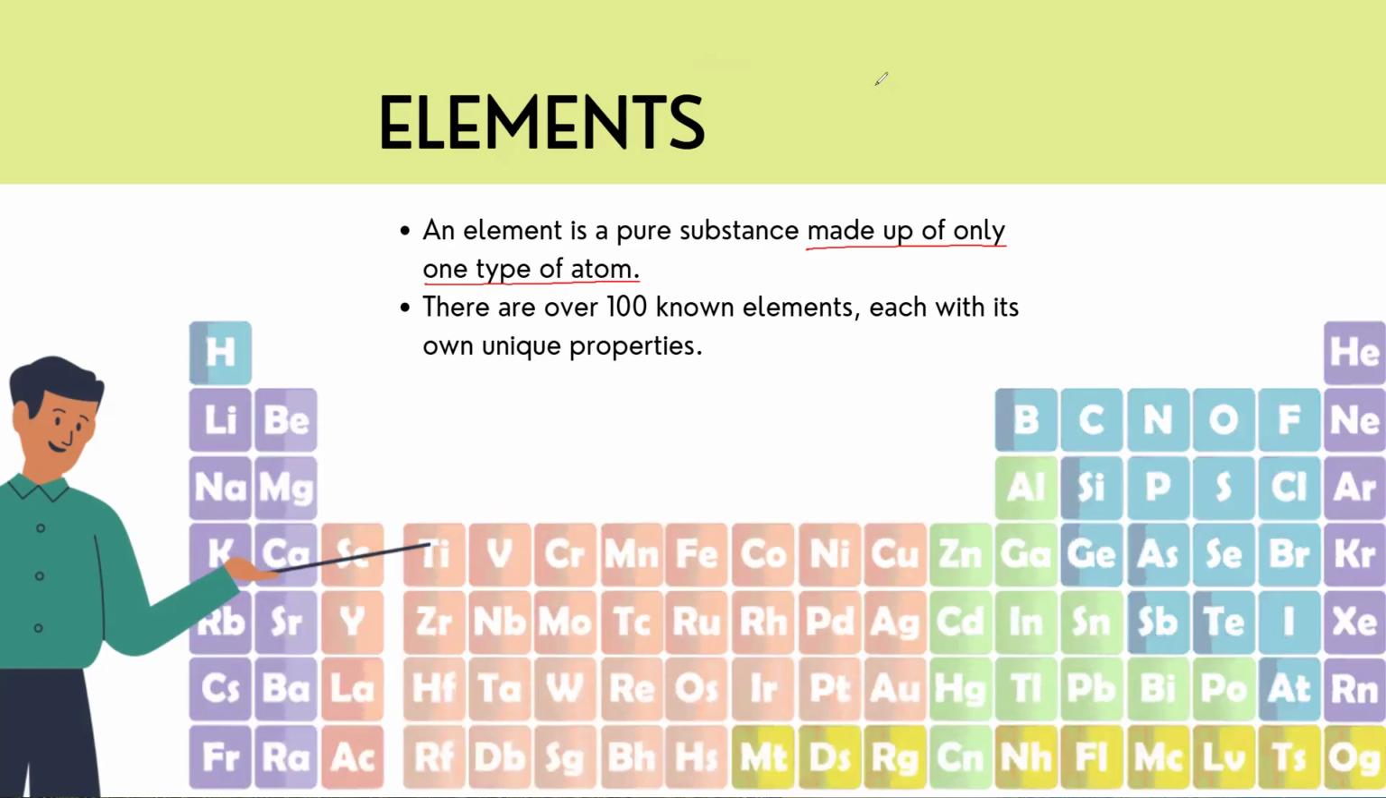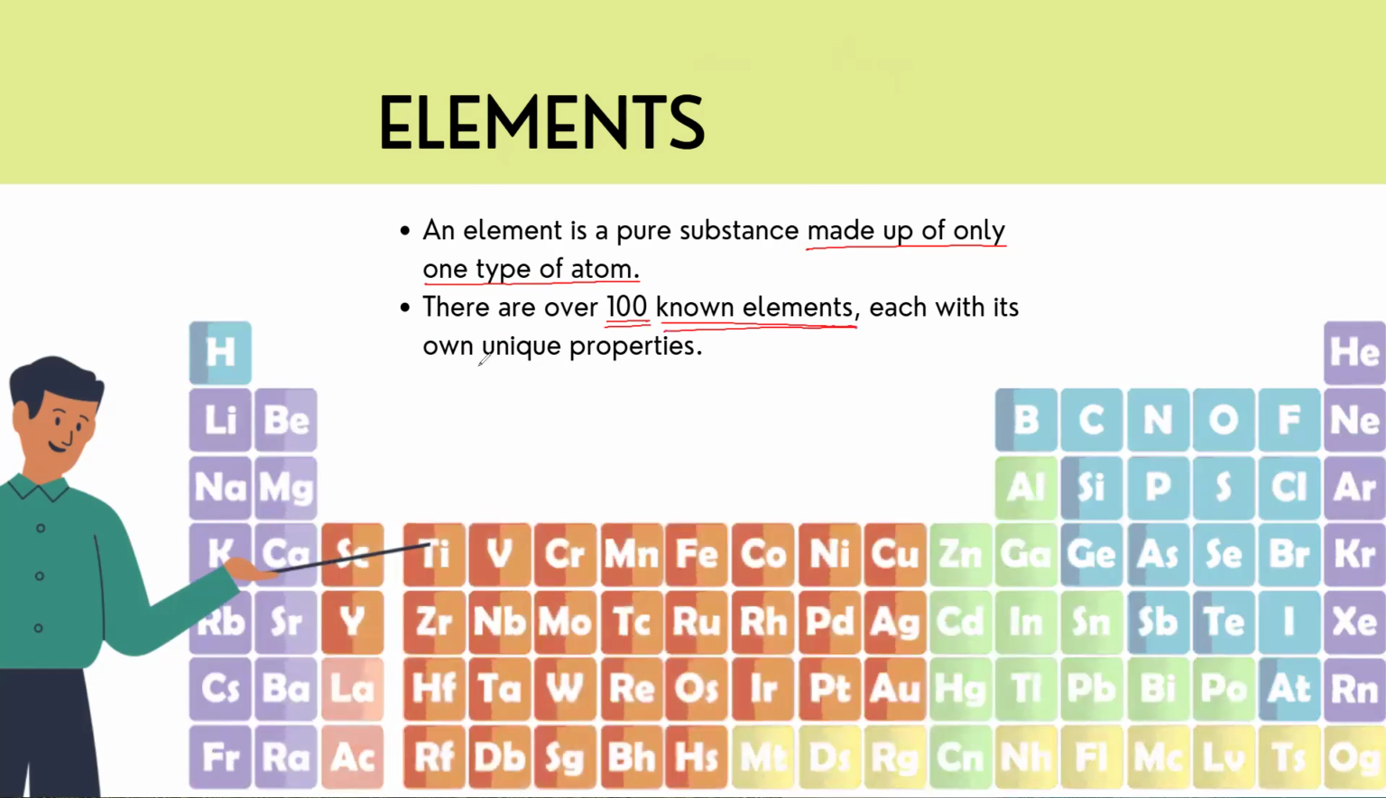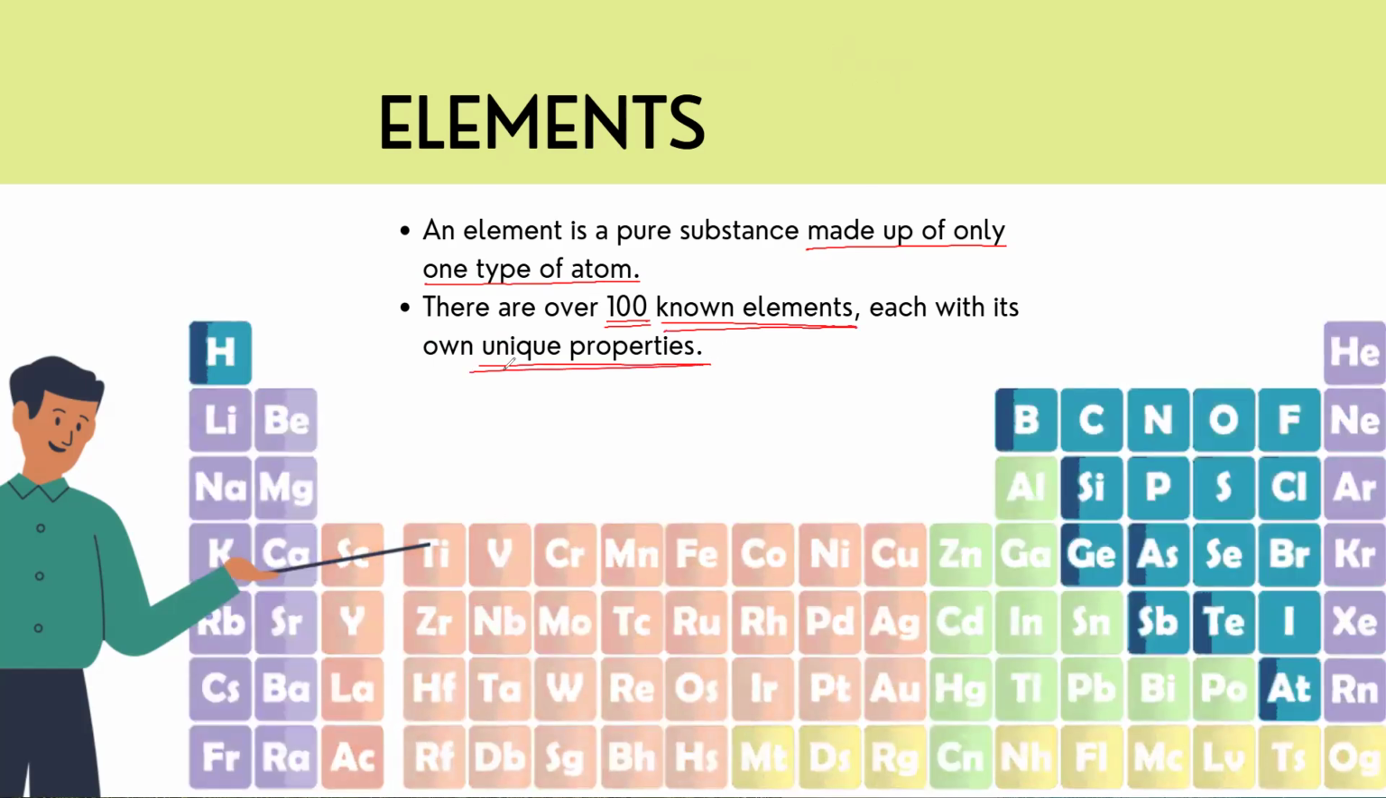Remember, we talked about what an atom is: the smallest part of a substance that retains the chemical properties of that substance and can take part in a chemical reaction. Do you remember that? Yes, sir. Good. So now, under the periodic table, there are over a hundred known elements that we have, each of them having their unique properties.